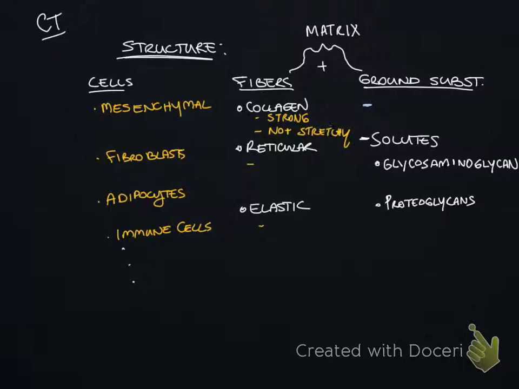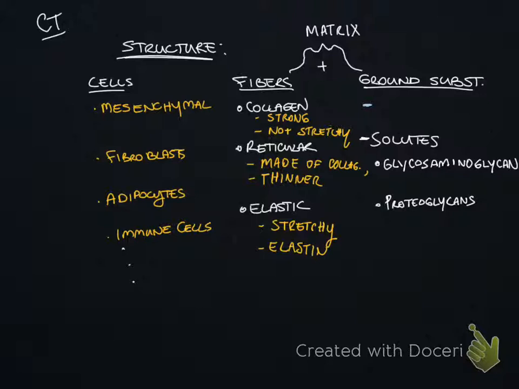Reticular fibers are just another type of collagen fiber, so they're made of collagen. However, they are a thinner version of collagen. And then sometimes connective tissue will have elastic fibers, and these are stretchy and made of elastin, the protein elastin.